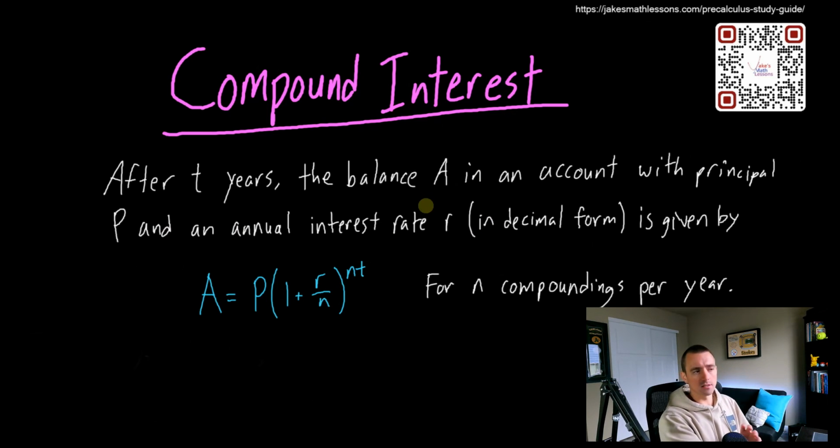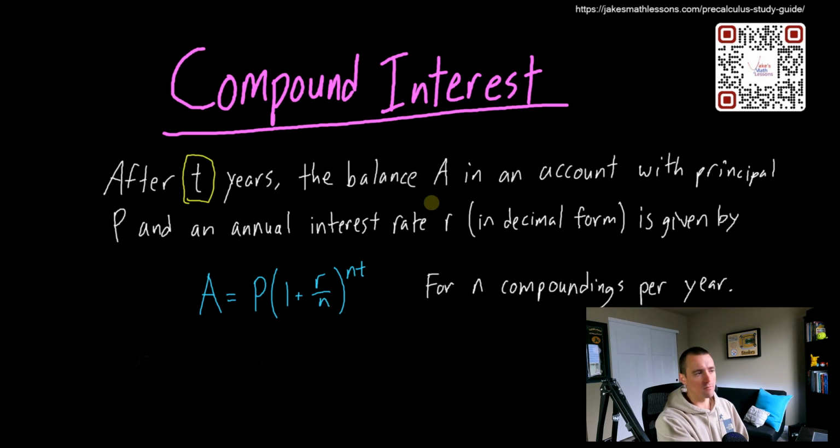I know lately I've been trying to talk about textbook explanations of different concepts, because I think it's important to understand how textbooks phrase things. So let's talk about this. You can see right off the bat, it starts out by saying after T years. Right there, that tells you T represents a number of years, okay?